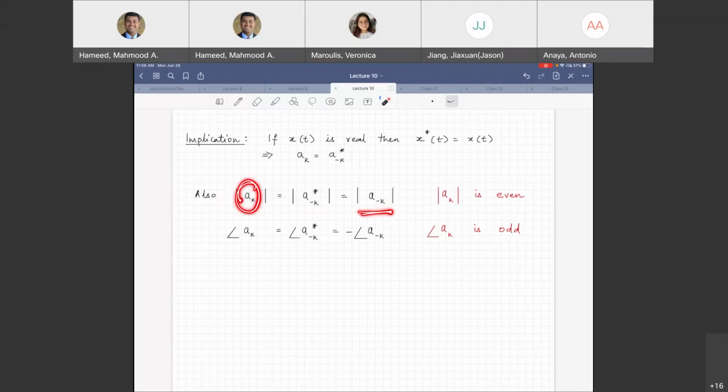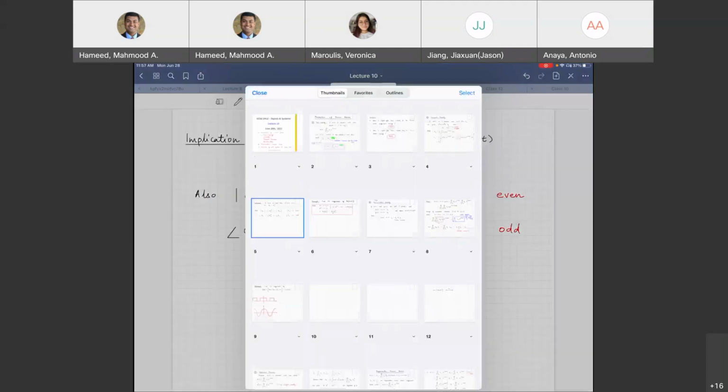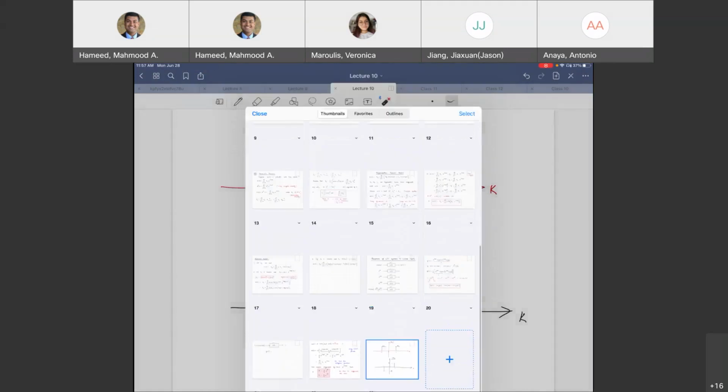The magnitude of a sub k is the same as the magnitude of a sub minus k, which means that the magnitude is even. When the signal is real, the magnitude of the Fourier series coefficients has even symmetry. Where have we seen this before? Last slide.